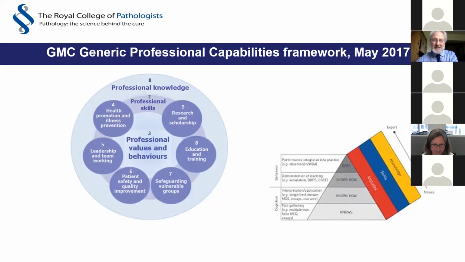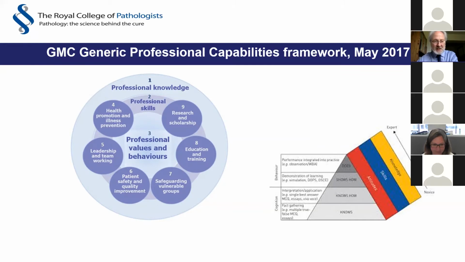Following this, the GMC's Generic Professional Capabilities framework was published in May 2017. This built on shape of training, but it also had concern that there were a lot of specialties, 67 in all, of which had different curricular structures, often seeking to develop a large number of assessments. But the cases that came to the GMC on professional issues were largely about generic issues. And based on this, they wanted to develop a generic structure for a curriculum, which could be applied to everything.